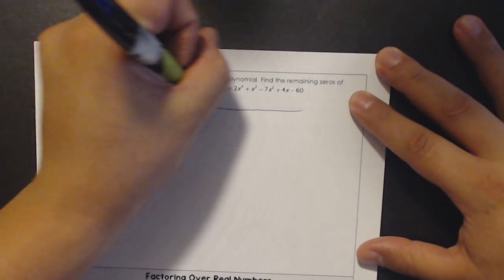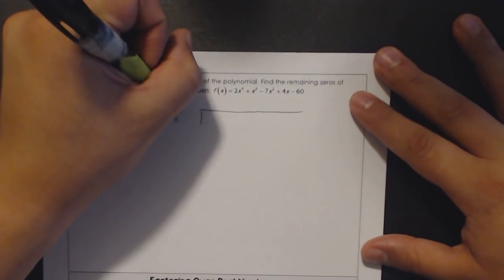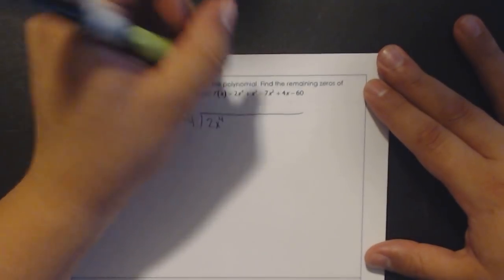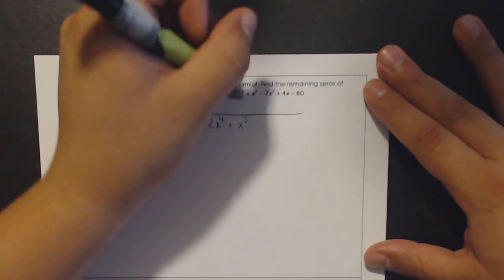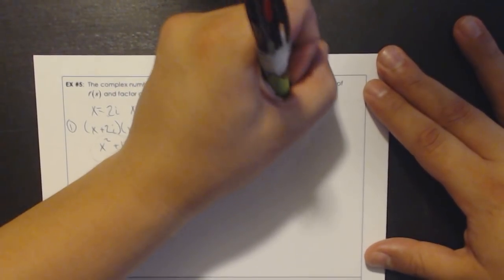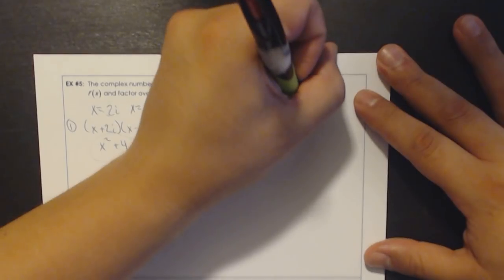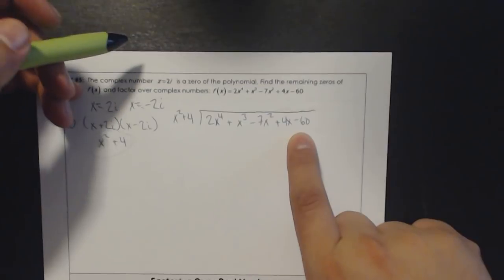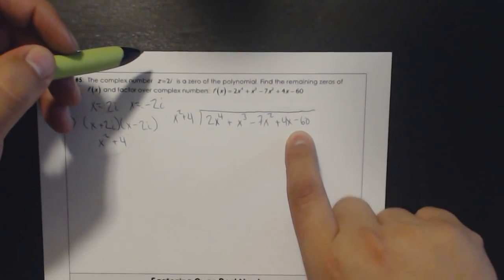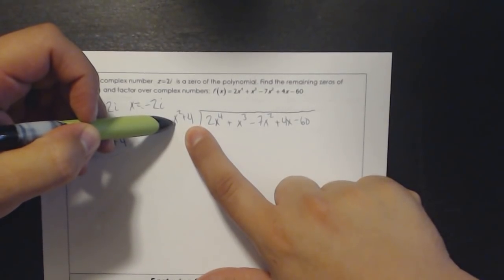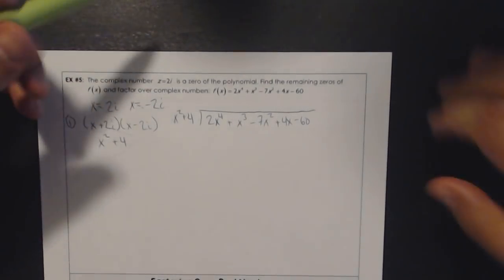So let's set up some long division. I could put my x squared plus 4 out here, and my 2x to the 4th power plus x to the 3rd power minus 7x squared plus 4x minus 60. We have to always make sure that we have every x term included in our long division, just like synthetic division. Likewise, we have to be careful here that there is no x term. So this is really x squared plus 0x plus 4.